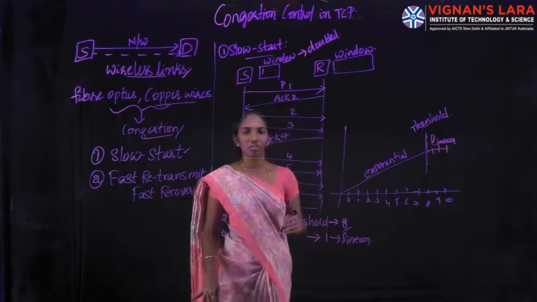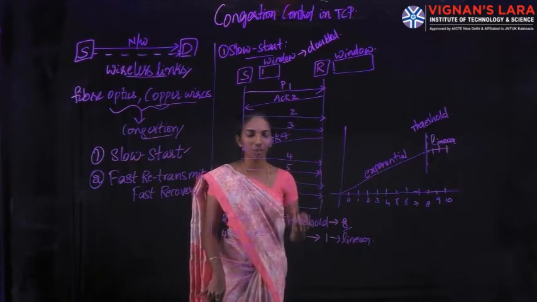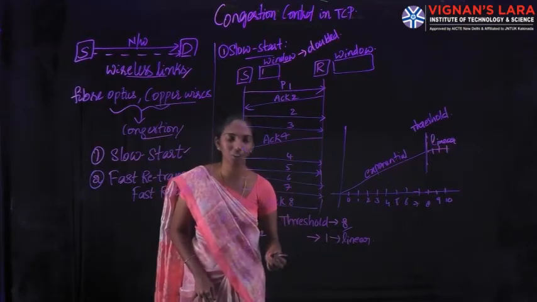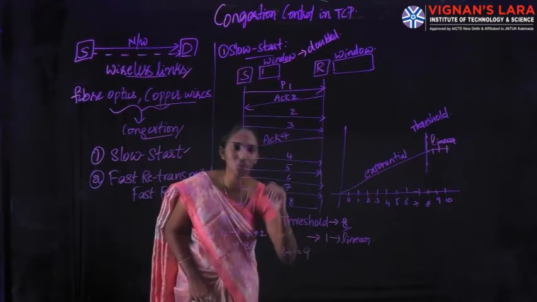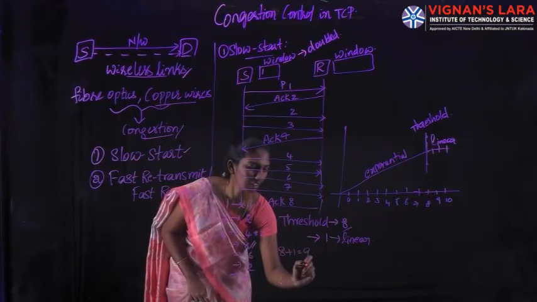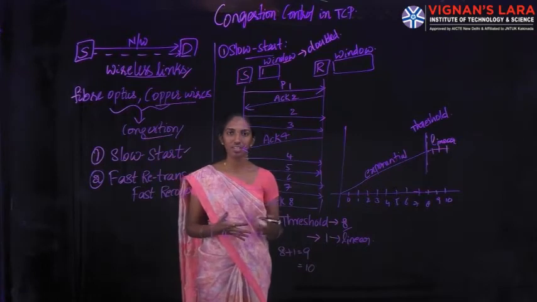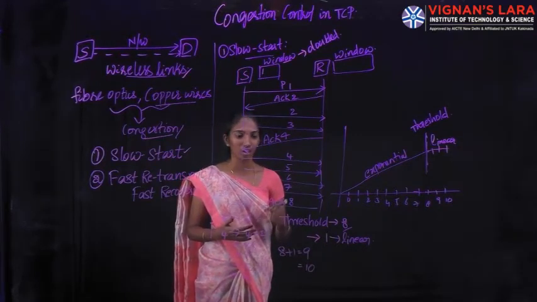After reaching the threshold value, the data needs to be transferred in a linear way. So what is my threshold now? 8. After reaching the threshold size of 8, my data needs to be linearly increased. That means next I need to send 9 packets, and next I need to send 10 packets. This is the case when successful transmissions are done continuously.